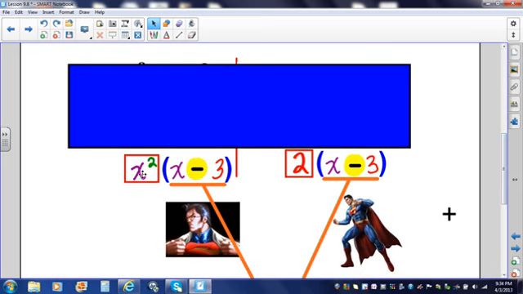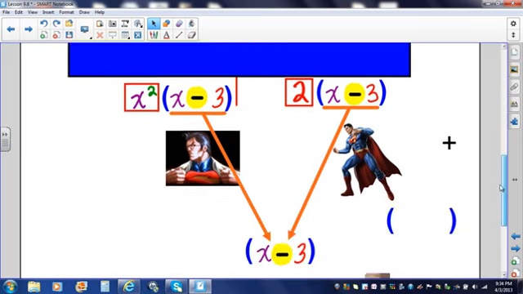Now, we had x squared on the left side, that's what they had in common, parentheses, leftovers, x minus 3. On the right side, we had 2 because that's what they had in common, parentheses, x minus 3. Notice that on the left side we have x minus 3, and on the right side we have x minus 3. Remember, we said in this podcast we were going to factor by grouping, so we are going to group the x minus 3 together, and we write it one time.